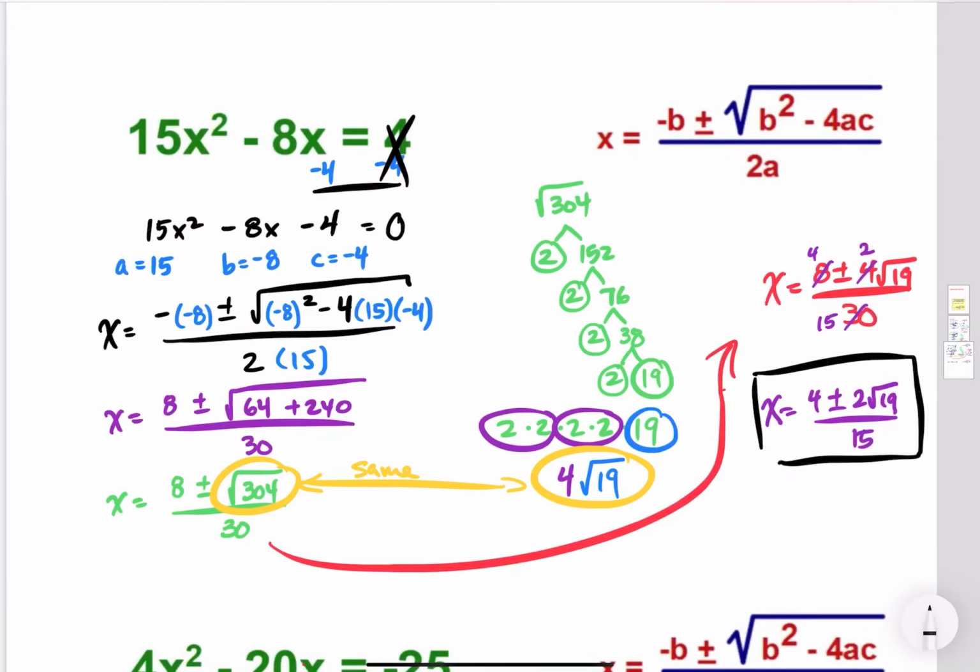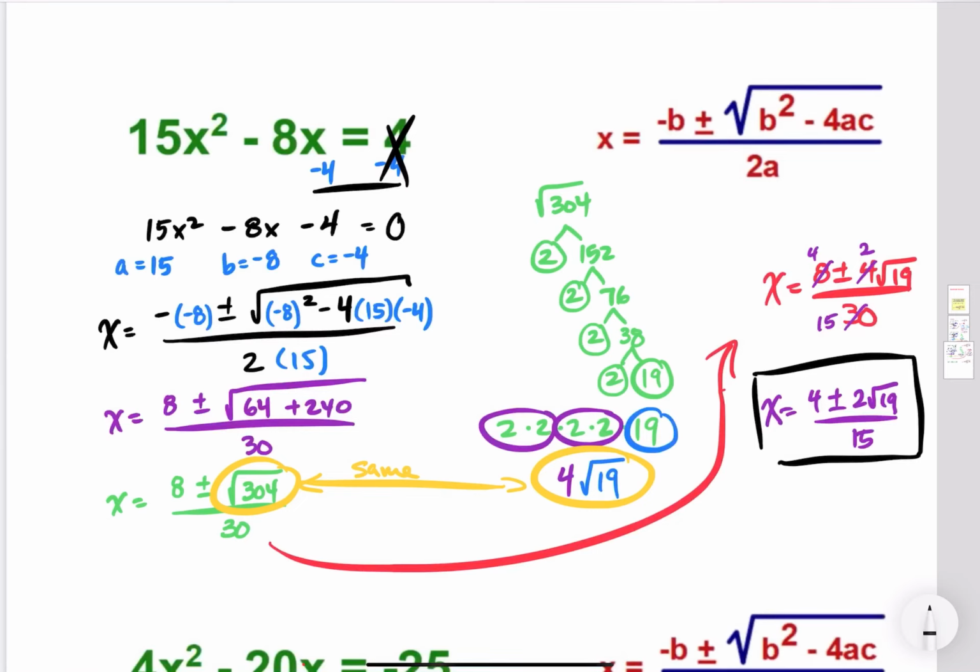And if you want to, you could go ahead and write it in terms of decimal form. All you got to do is substitute it into your calculator or type it into your calculator. And if you did that, your two solutions would have been negative 0.315 and 0.848 or something like that.